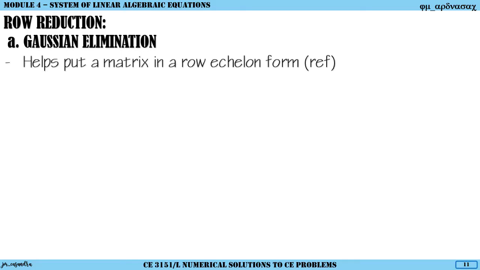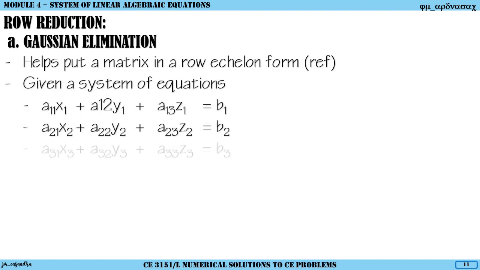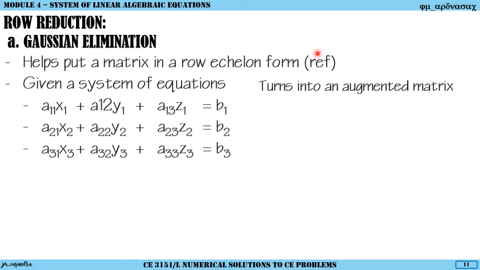The first method under row reduction is what we call the Gaussian elimination. So this helps now put a matrix in a row echelon form, or better known as an REF. So given a system of equations, we now form these equations into an augmented matrix, meaning we turn them into a matrix using the coefficients of each variable and constant.